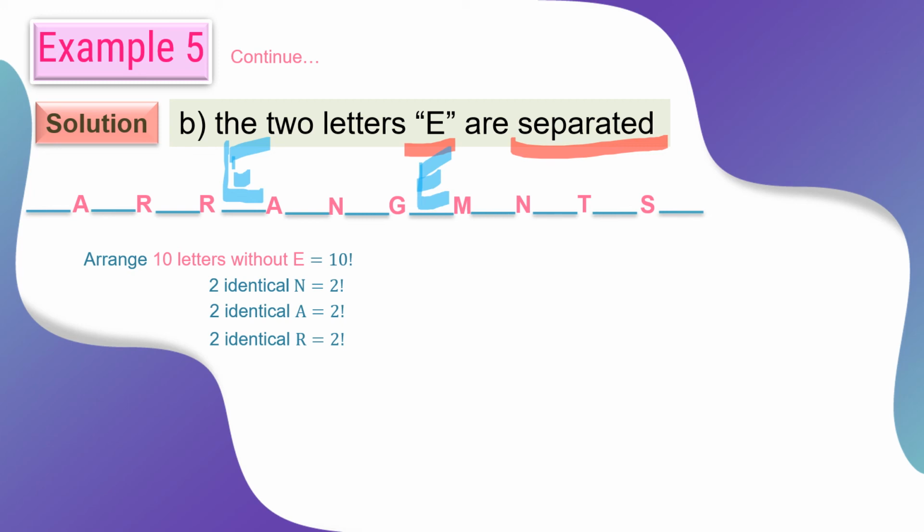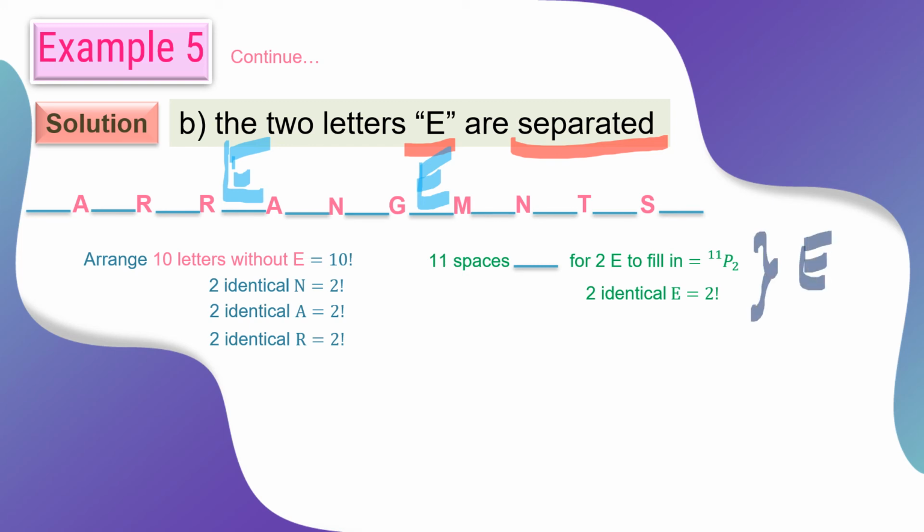Okay, how to calculate here? Because arrange 10 letters without E, so it is 10 factorial. So how many identical letters? N, A, R. So what you want to do? You must divide. Okay, and how to calculate for E? This is the calculation for E, all letters except E. Okay, so 11 spaces for 2 E to fill in.